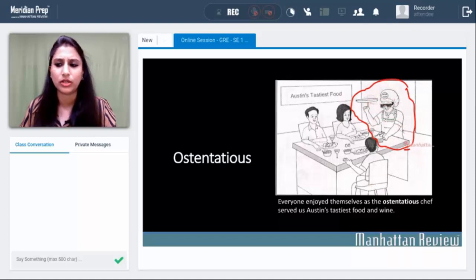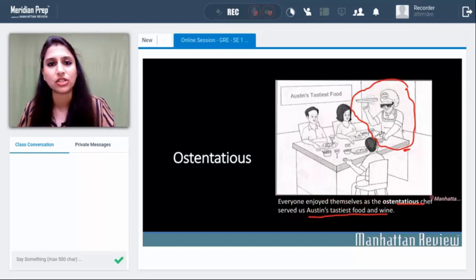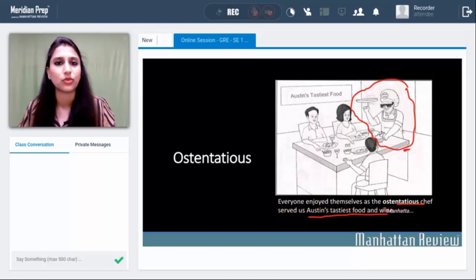Why do you think he's doing like this? And why do you think he decked himself like that? Why is he wearing goggles? Or why is he doing all these things? Why? Because you can see he's grabbing the attention of all the three people. Now let's take the help of the sentence. Everyone enjoyed themselves as the ostentatious chef served us Austin's tastiest food and wine.